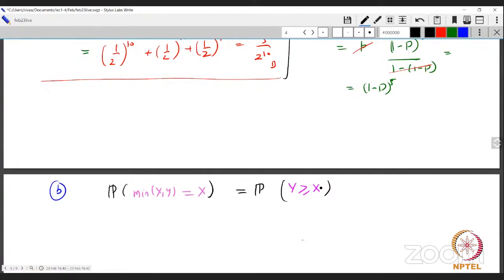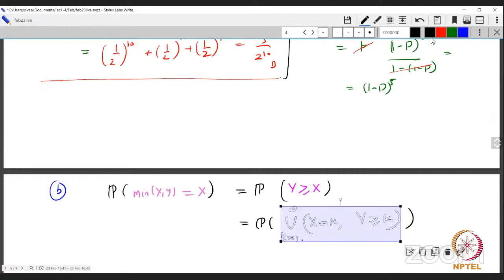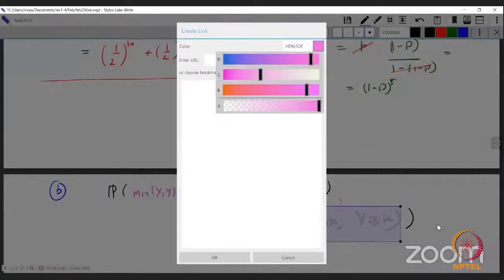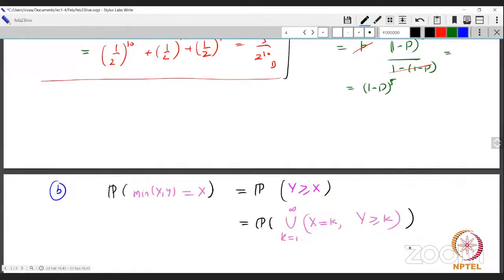X is geometric. So when x is 1, y can be anything bigger than or equal to 1, right? When x is 2, y can be bigger than or equal to 2. So you can take the union over all possible values x can take, that is k equal to 1 to infinity. x can be equal to k, and y has to beat x. So y has to be bigger than or equal to k. Right? Is this idea clear? That's what this event will turn out to be, right?